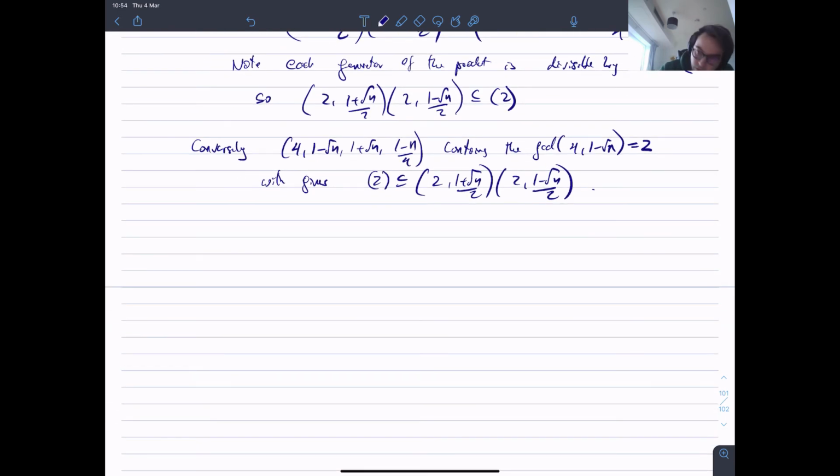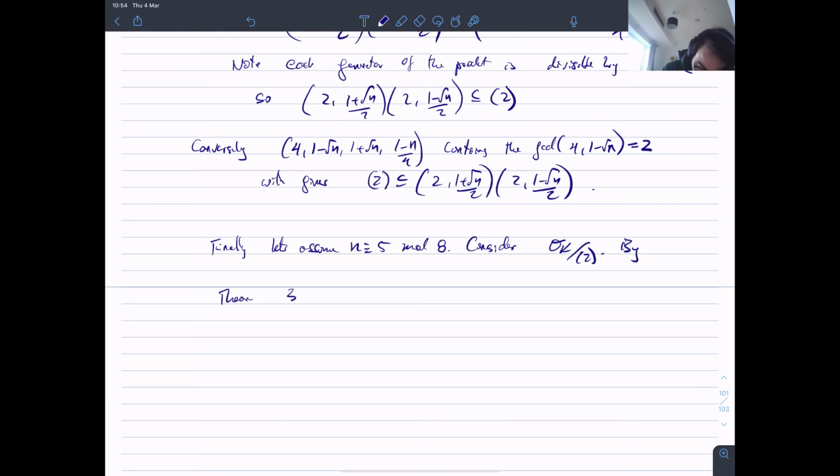So finally, let's assume n is congruent to 5 mod 8. In this case, somehow we got to do even more tricks. So consider the following quotient: OK modulo the ideal generated by 2. By theorem 3.5.7, it's enough to show that this quotient is not isomorphic to Z mod 2.